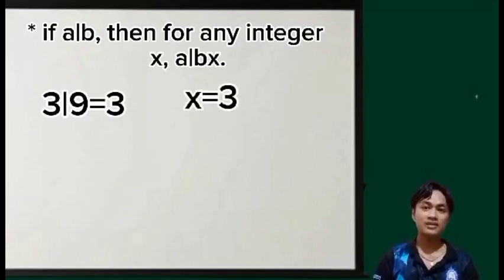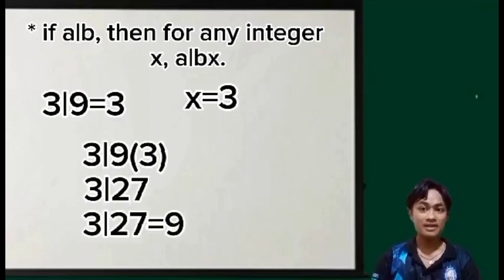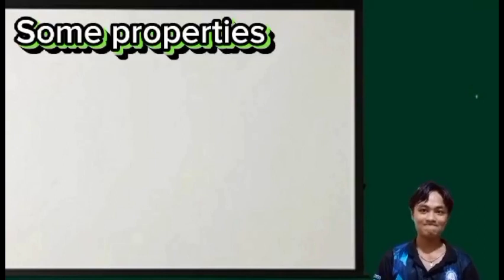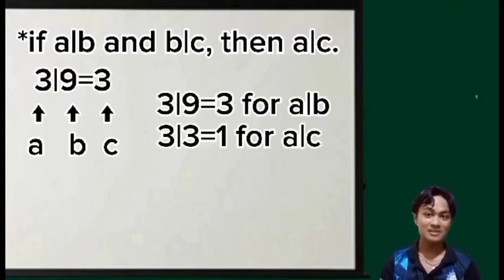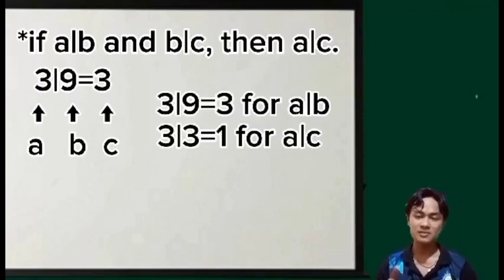Now, let's assume that x is equal to 3. So, 9 times 3 is 27. 27 divided by 3 is 9. Now, let's move on to another property. If a is divisible by b and b is divisible by c, then a is divisible by c. Example, 9 divided by 3 is 3. So, 3 divided by 3 is 1.